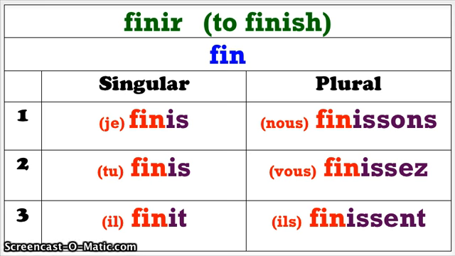And let's go ahead and pronounce this verb. And that would be je finis, tu finis, il finit, nous finissons, vous finissez, ils finissent. Let me do it again. Je finis, tu finis, il finit, nous finissons, vous finissez, ils finissent. And that is how you say I finish, you finish, he finishes, we finish, you finish, they finish. And I'm finished with the conjugation of IR verbs in the present tense.